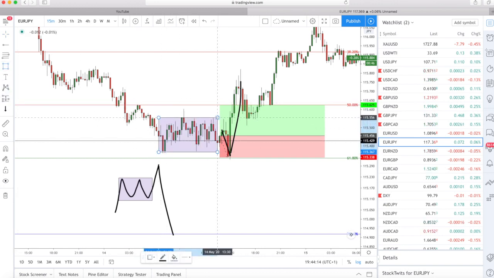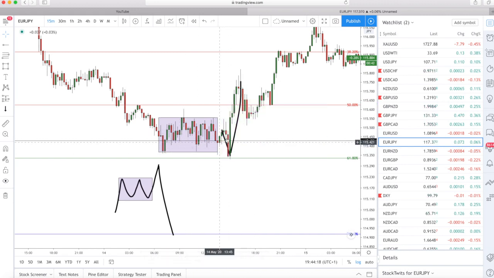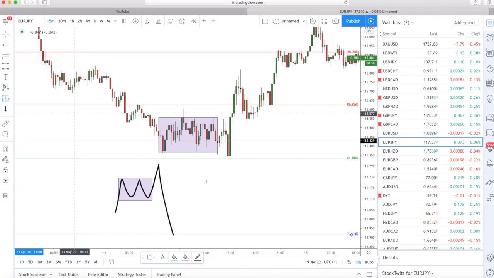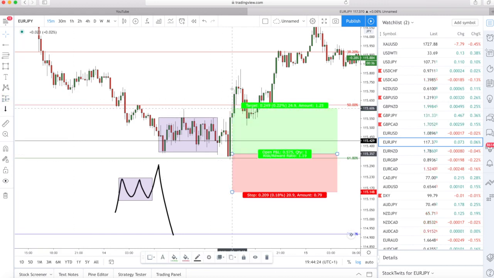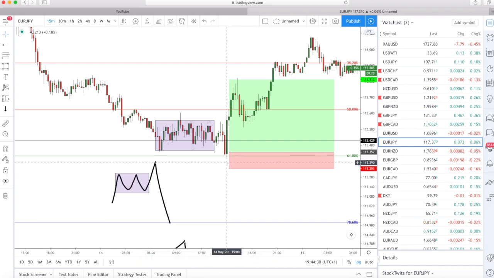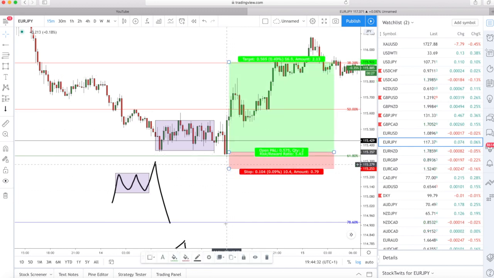So see, this here is just consolidation. You want to be waiting for this manipulation to happen before then taking a long trade. I can't remember exactly where my stop loss was, but something like that.